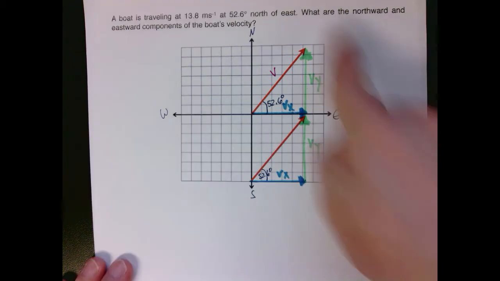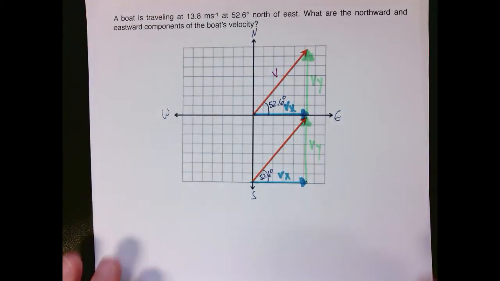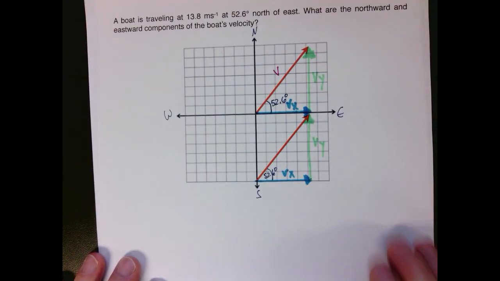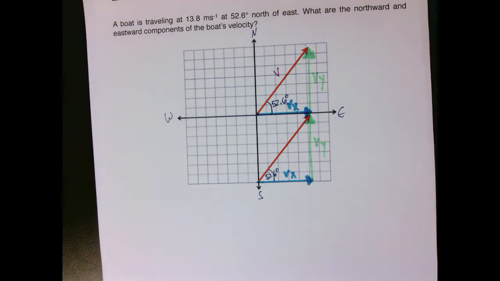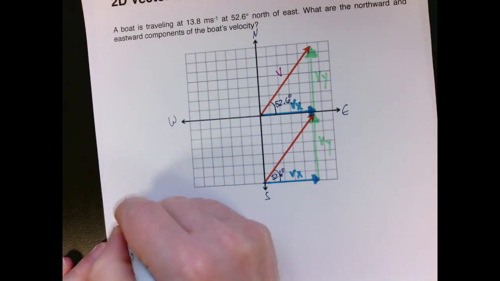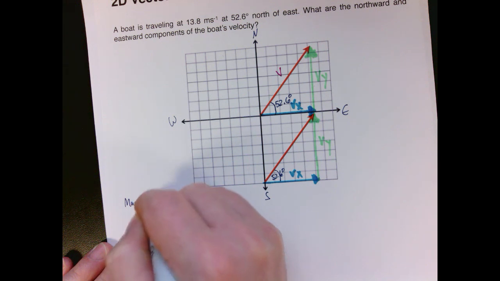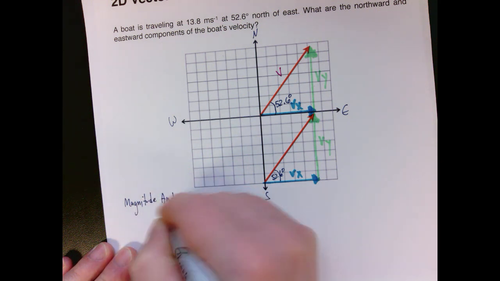Now getting to the question, what are the northward and eastward components of the boat's velocity? Well, one of the interesting things here is that, since these are vectors, we have magnitude and direction.